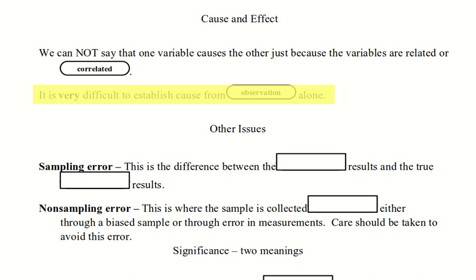Okay, other issues. Sampling error. There's a difference between the sample results and the true population results. We'll call that sampling error.